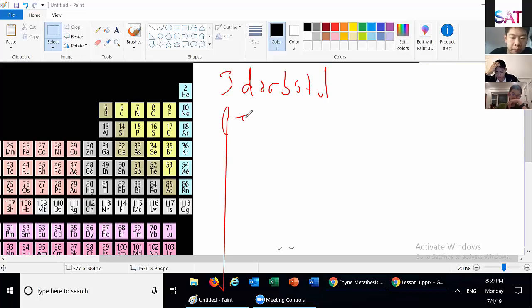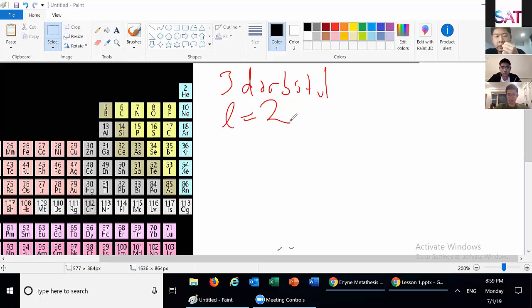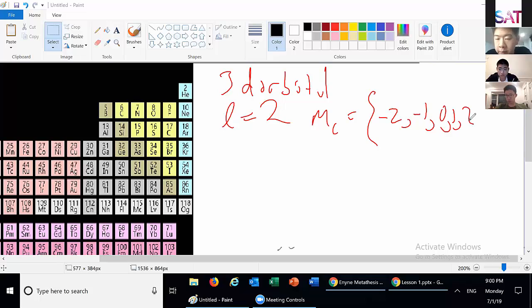So l equals 2. Given that l equals 2, can someone tell me the possible values of m sub l? What are the possible values of m sub l? It's 2 or -2. Yeah, so that's the outermost numbers, but it's all the numbers in the middle too. So it's the set -2, -1, 0, 1, 2, right?